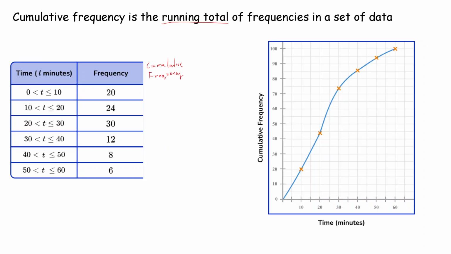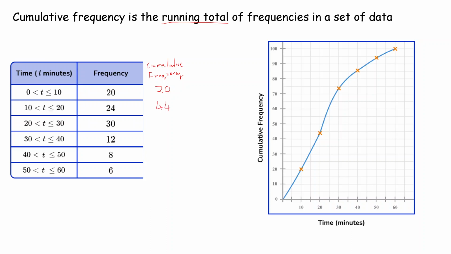Okay, and let's begin with this. Between 0 and 10, we've got 20 people. So there were 20 people between 0 and 10. That is fine, so we've got that there. And then between 10 and 20, you've got the 20 people between 0 and 10 plus the 24. So you've got to add it on. So 20 plus 24 gives us 44. So we've got that running total going on.